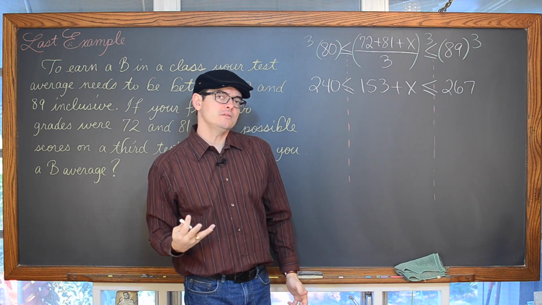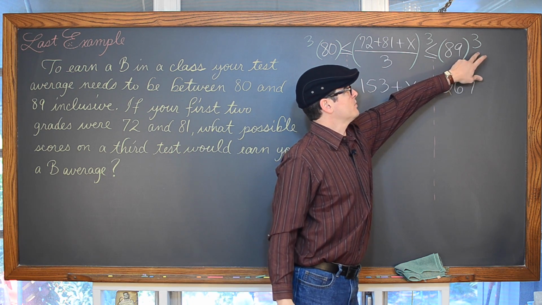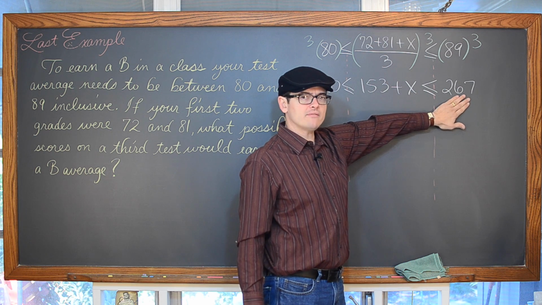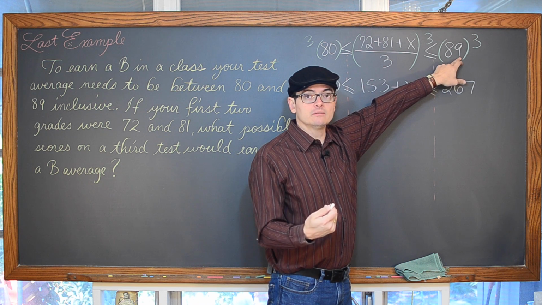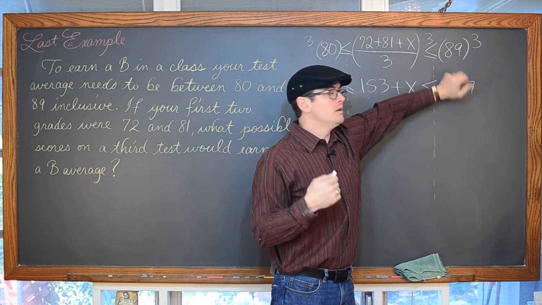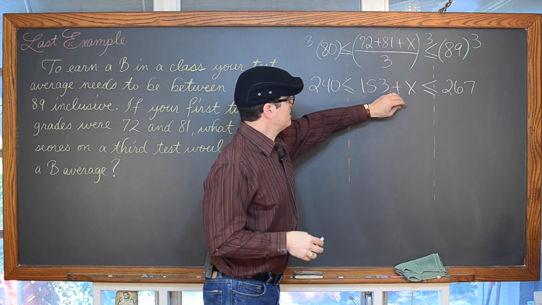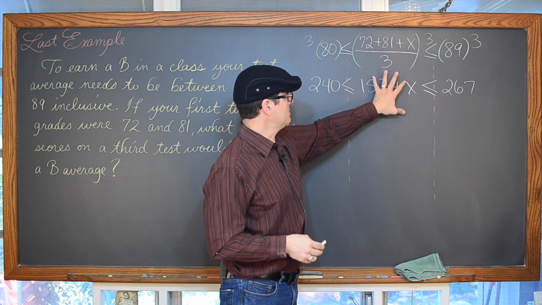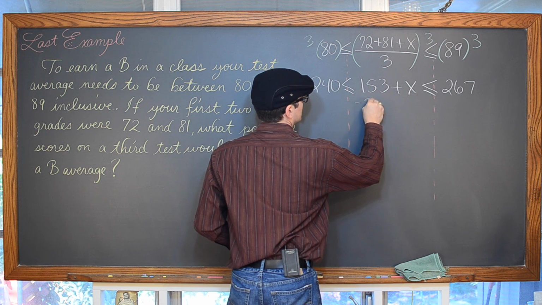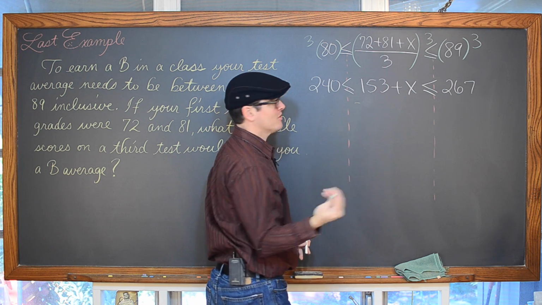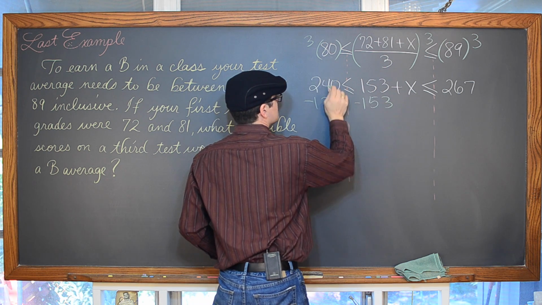But really, I think it'd be easier just to let that 89 round up to a 90 and do 3 times 90 is 270, but it wasn't 90, it was one less than 90, 89, 3 times. So 270 minus 3 is 267. Now, in the middle here, we have the 153 plus x still. We have that addition of 153. We want to undo that, so we're going to subtract all three parts. We're going to subtract 153 from all three parts.